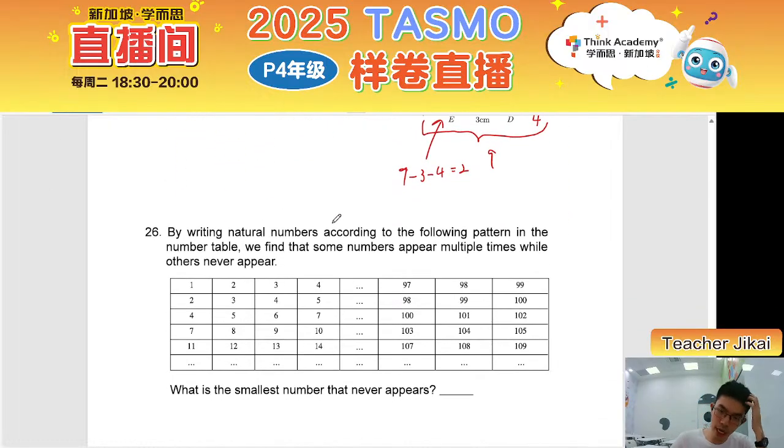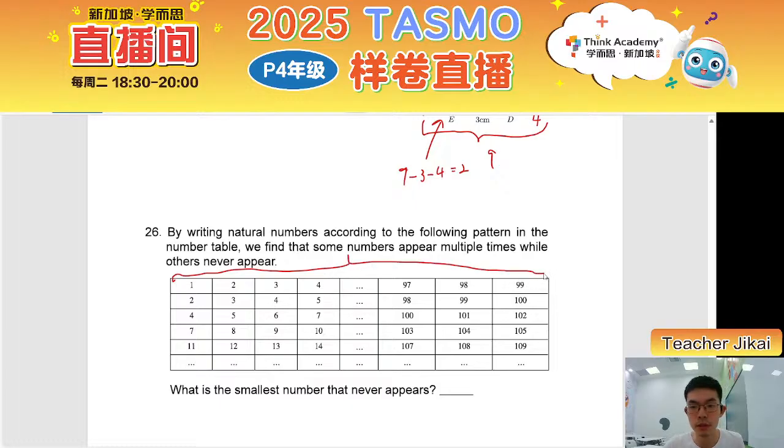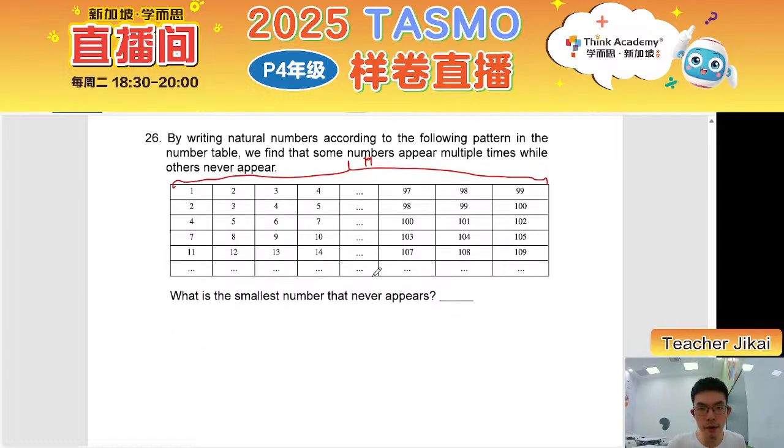Okay, now we have another number table here. And now the first column is from 1 to 99. So altogether we have how many columns here? We have 99 columns. So we want to know what? The number that never appears. So for 99, what is the number that doesn't appear in the first row? 100. Where is 100? Here.